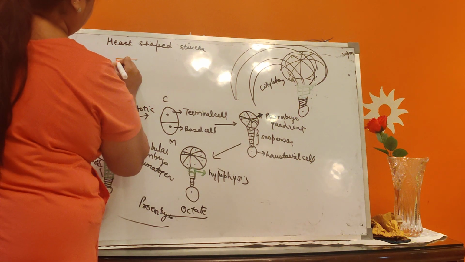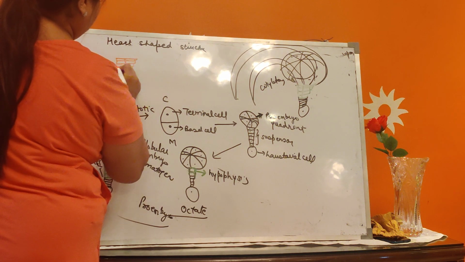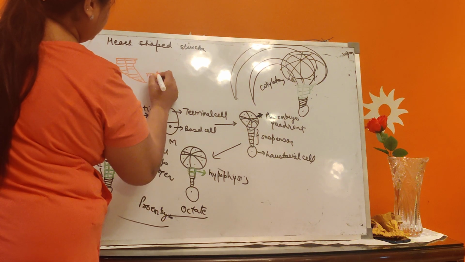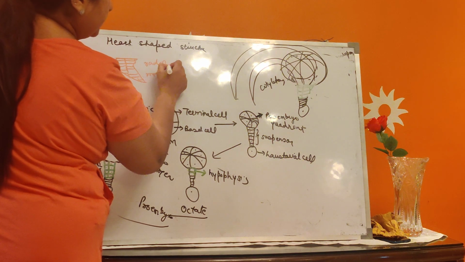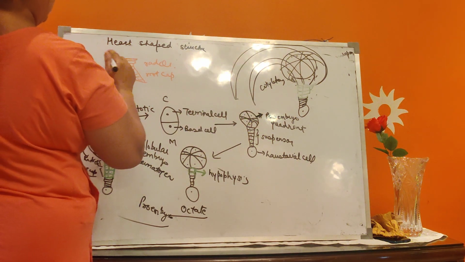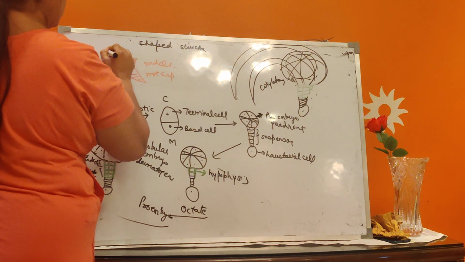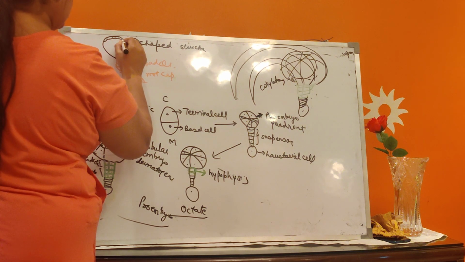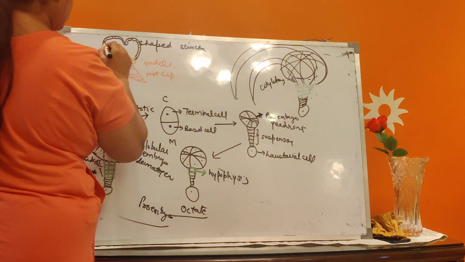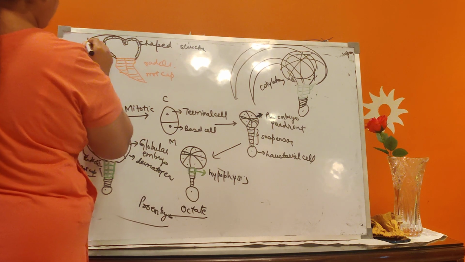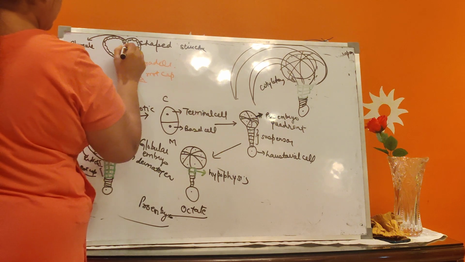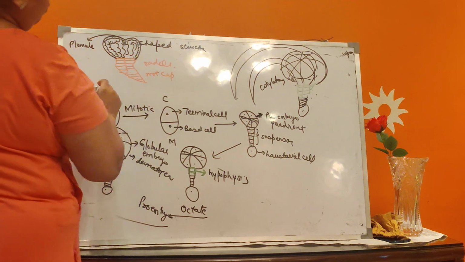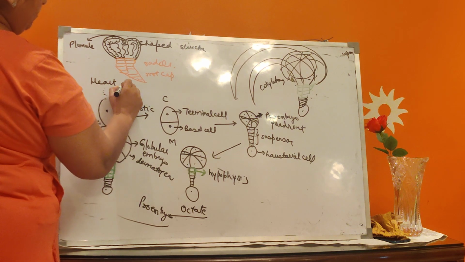This is what? Root cap and radicle. The upper structure is somewhat this shaped, where this forms plumule and the cells are filled with it, and this is what? Heart shaped embryo.